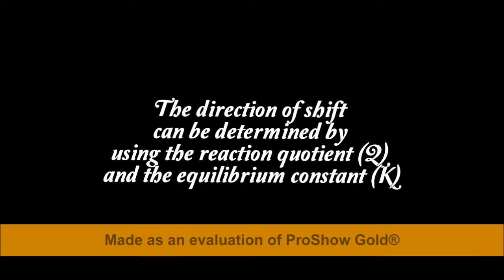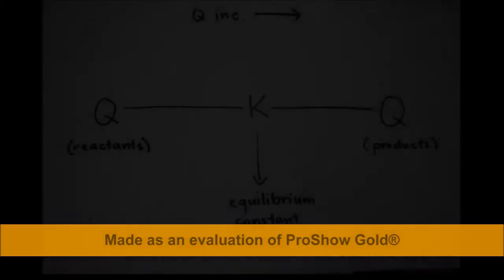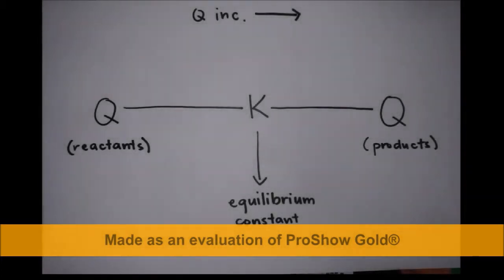The direction of shift can be determined by using the reaction quotient Q and the equilibrium constant K. If Q is less than K, the reaction proceeds to the right, forming more products. If Q is greater than K, the reaction proceeds to the left, forming more reactants.